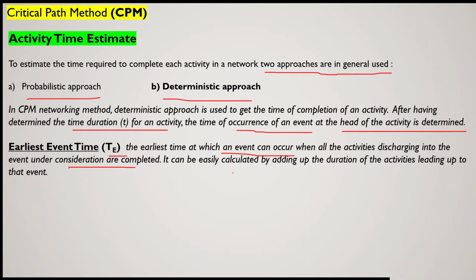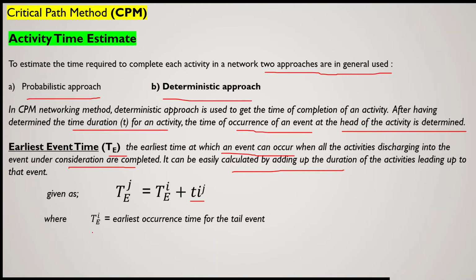It can be easily calculated. That means earliest event time can be easily calculated by adding up the duration of activities leading up to that event. And this is given by the formula TE. TE for earliest event time, J is for the number of the event, and TE again is the earliest event time of the previous event I, and Tij is the duration of the completion of that activity.